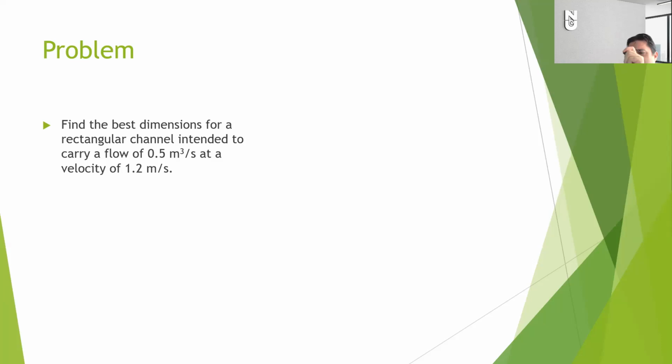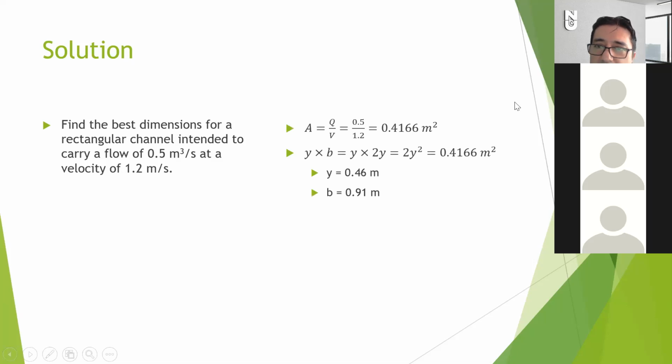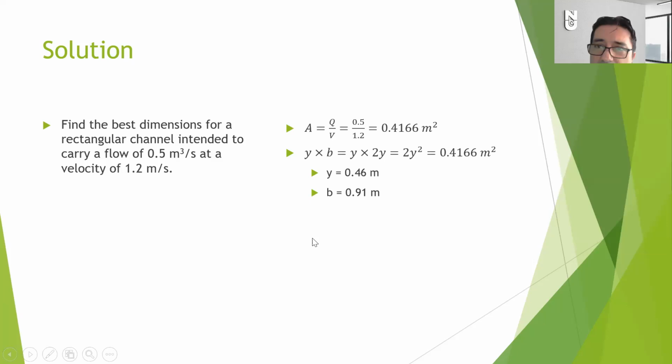B is 0.91. Y is 0.46. Let's check it out if the solution is correct. Yeah, that's correct. It's simple, isn't it?